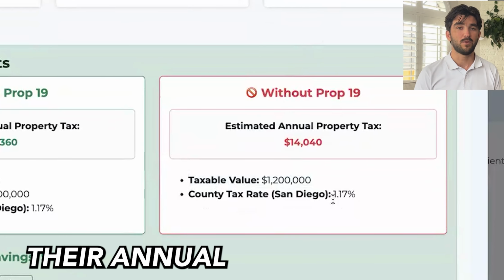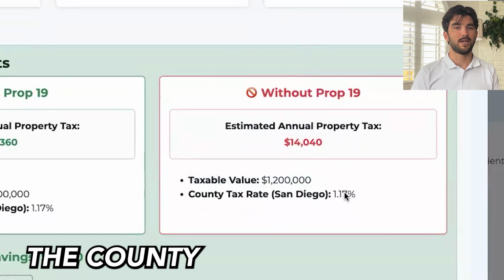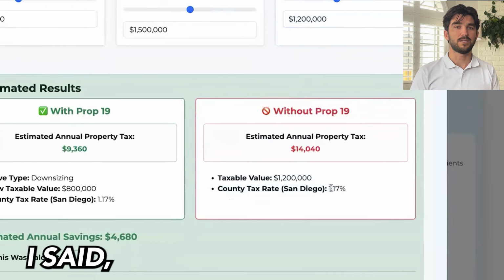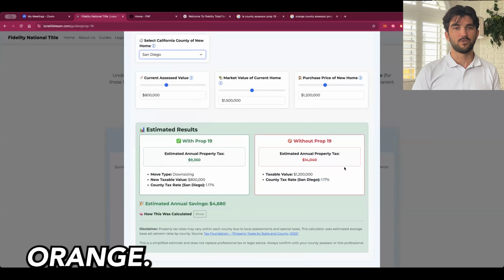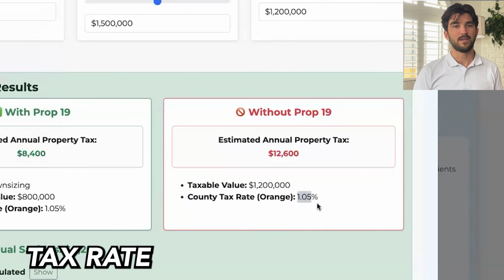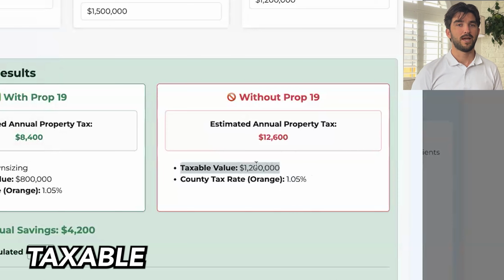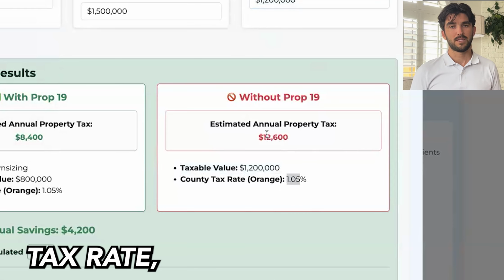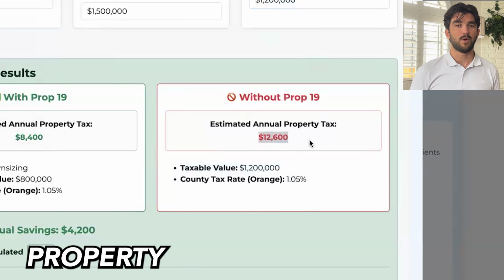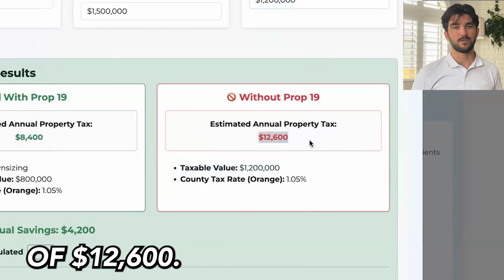So to see what their annual property tax would be, you'd take the county tax rate for San Diego. And like I said, these are accurate. So let's say I came in here and instead of San Diego, I chose Orange. Now we'd see the Orange County tax rate be plugged in here. What we'll do is we'll take this taxable value, $1.2 million based off the purchase price, multiply it by the county tax rate, and we get an estimated annual property tax of $12,600.